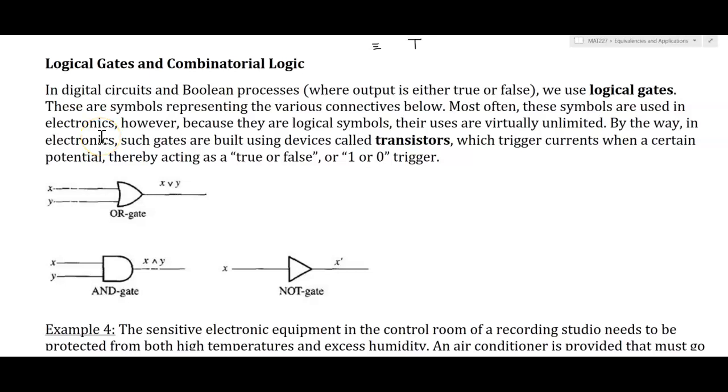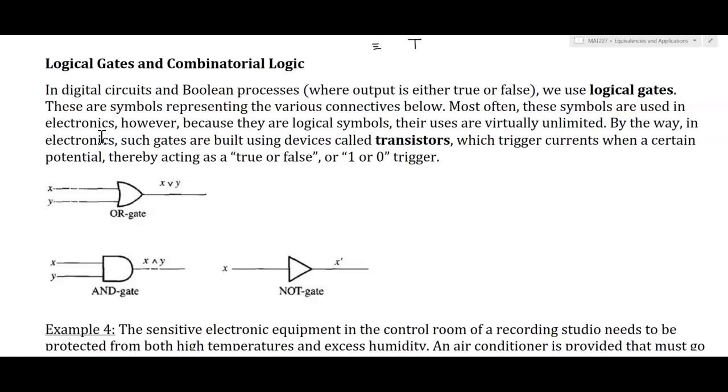Welcome back. In this second video, we'll take a look at some applications of working with logical statements. Logical gates are really powerful. They're used in electronics and the infrastructure of computers. Very, very powerful stuff that many of you have or will be studying.